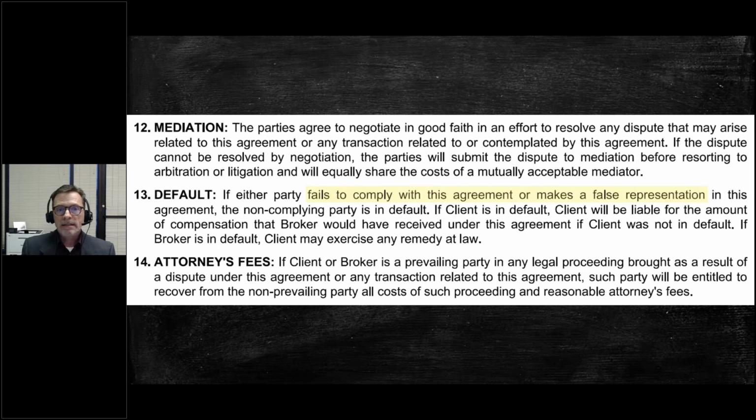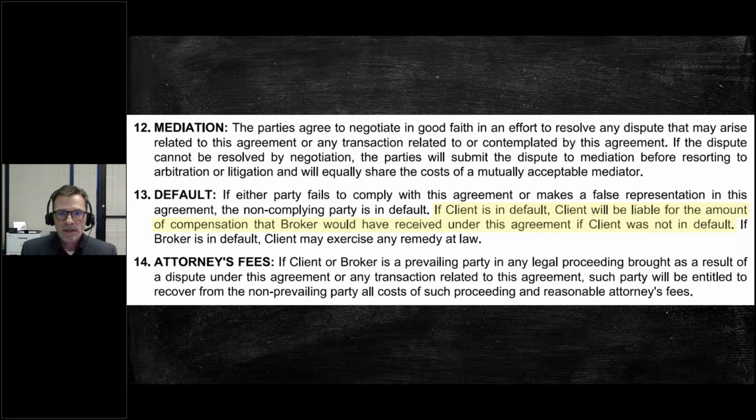Now notice it does not say makes an intentionally false representation. It doesn't mean that they lied or they did it on purpose. It just means if any of those representations that we talked about turn out to be untrue, then whoever made that representation is in default. And of course, if either party doesn't live up to their promises and obligations, they're in default as well.